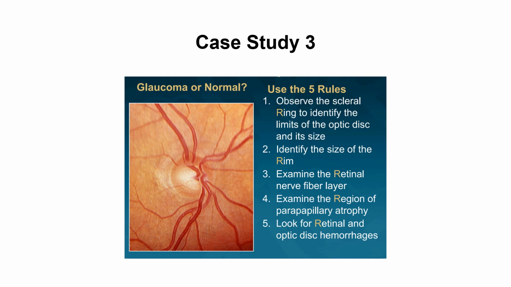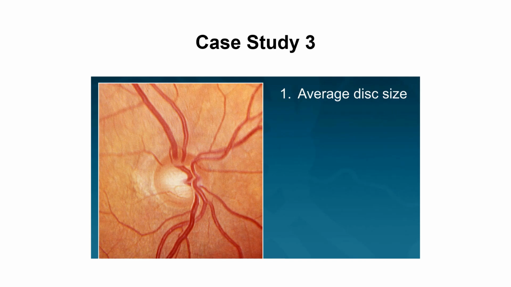The first rule, you will observe the scleral ring in order to identify the size of the optic disc. Then you will identify the size of the rim, the ISNT rule. Then you will examine the retinal nerve fiber layer. Then you will examine the parapapillary region, beta zone and alpha zone. Then you will look for any retinal or optic disc hemorrhage. Okay, so the first rule, see the scleral ring.